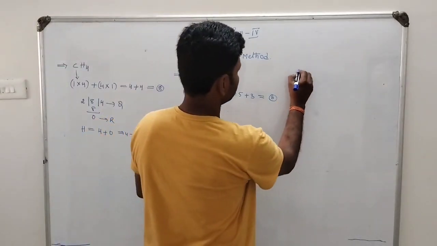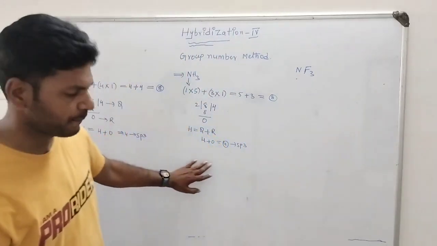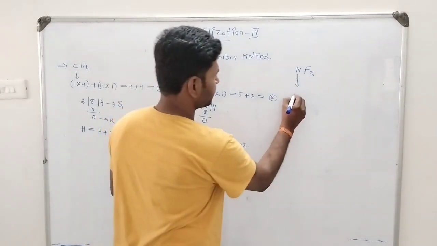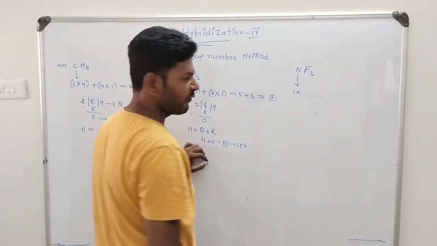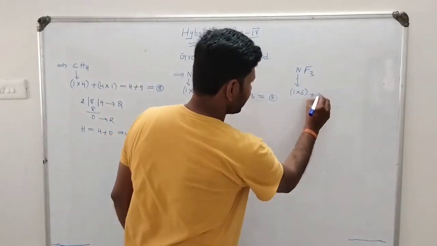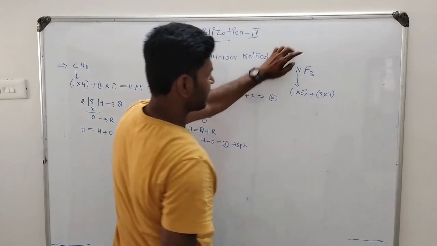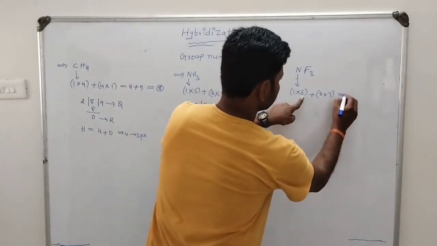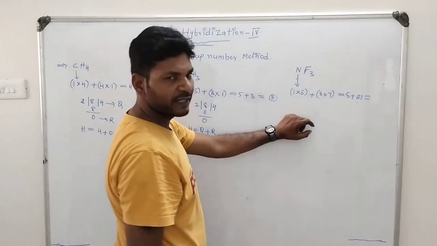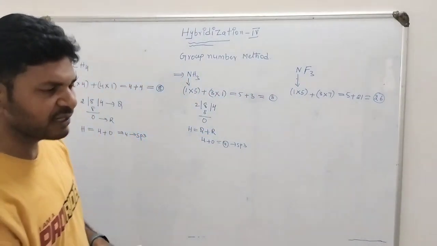Next, NF3, nitrogen trifluoride. First, total number of nitrogen atoms is 1, into nitrogen group number 5, plus total number of fluorine atoms 3 into the group number of fluorine, 7. 1 into 5 is 5, plus 3 into 7 is 21. 5 plus 21 is 26. The available valence electrons are 26.